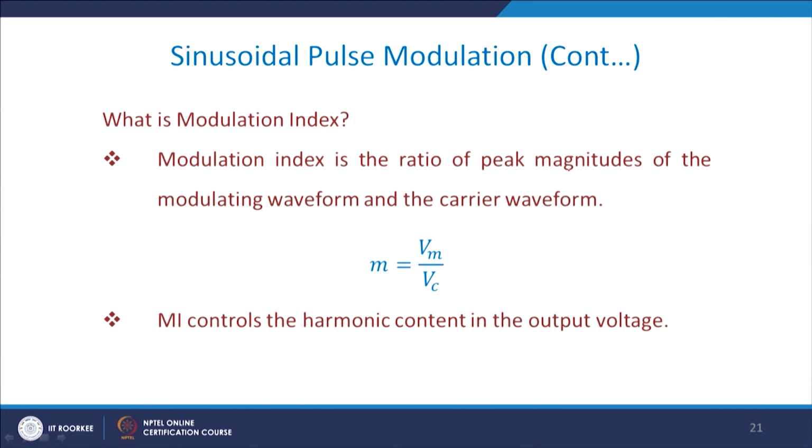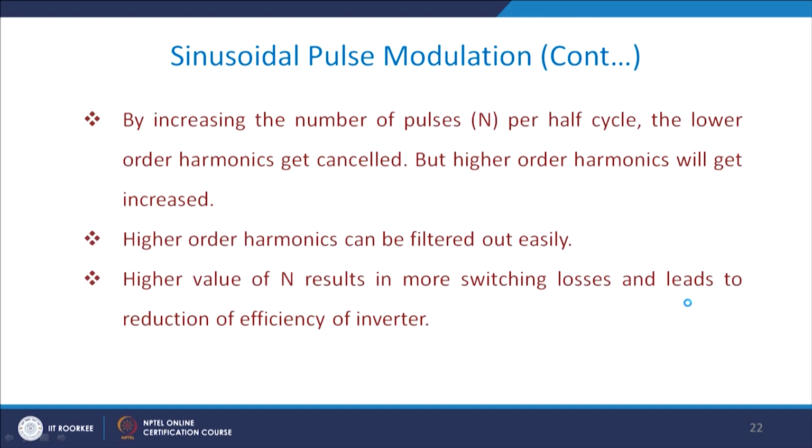So, modulation index. The modulation index is the ratio of the peak magnitude of the modulating waveform and the carrier waveform. So, M equals Vm by Vc. This modulation index controls the harmonic content of the output voltage. We will see how this is done.